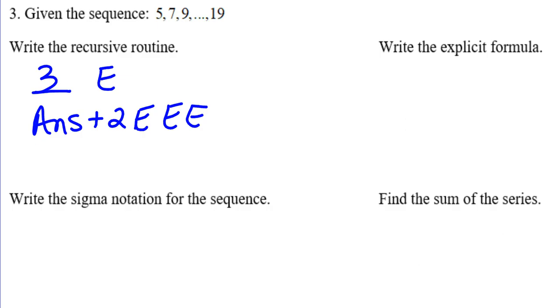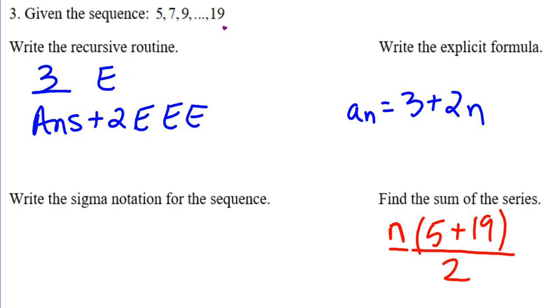I can very easily turn it into the explicit formula saying for any number in my sequence, how can I find its term value? Well, that would be 3 plus 2 times n. Could I find the summation of this series? Sure. I know that there would be our first term here and our last term here. The only thing I don't know is the number of terms. I've got to calculate that. So I've got to figure out what term number is 19 in my sequence.